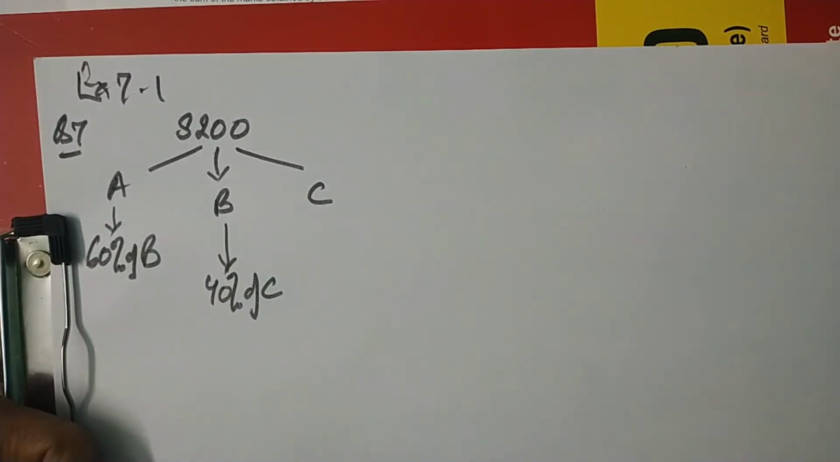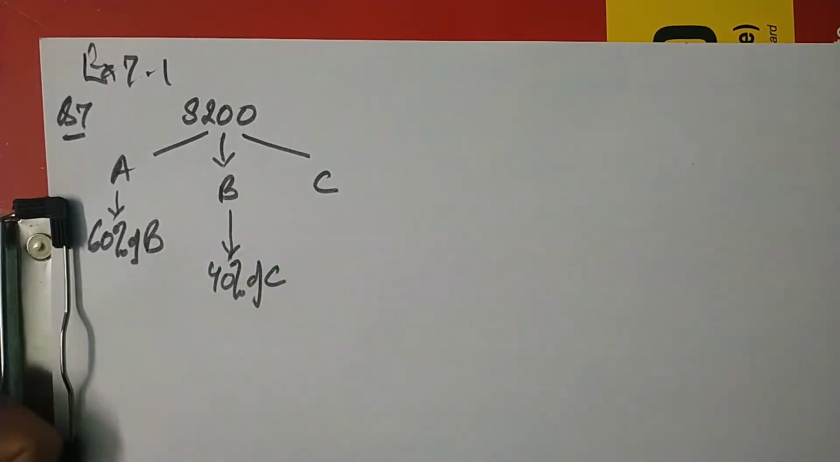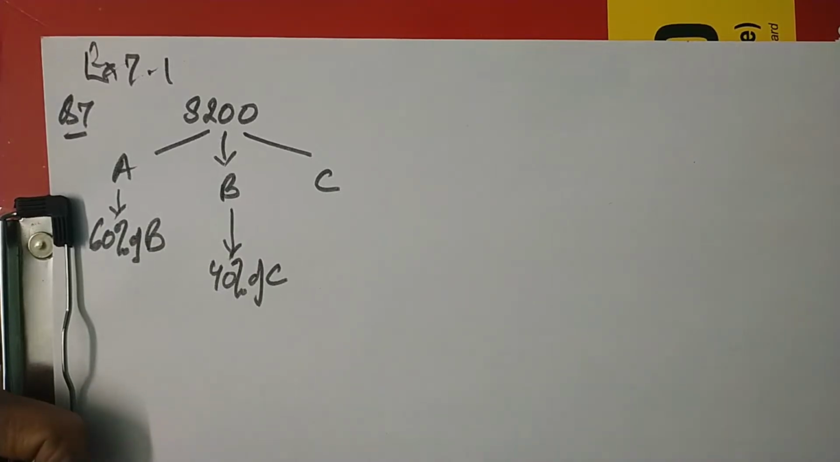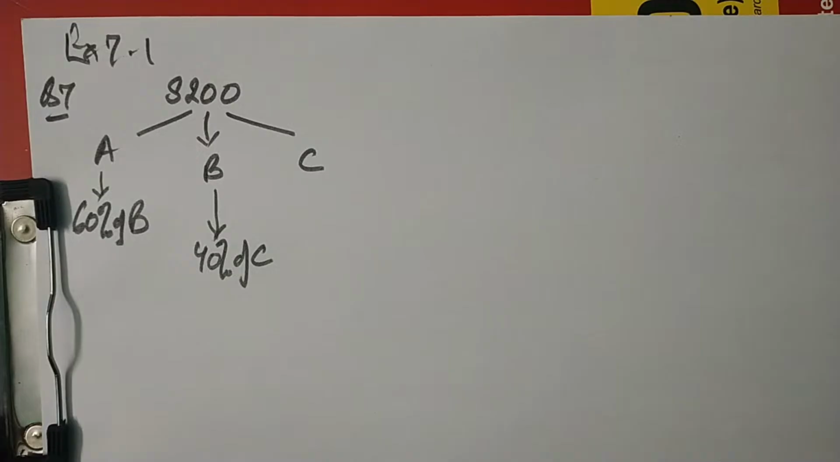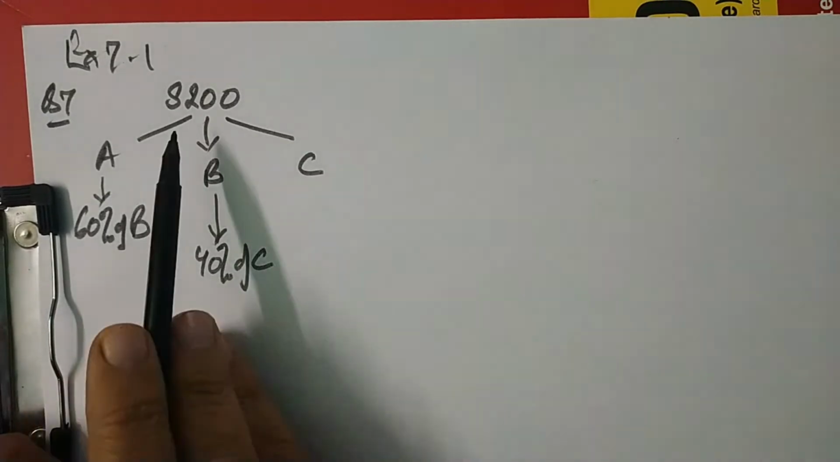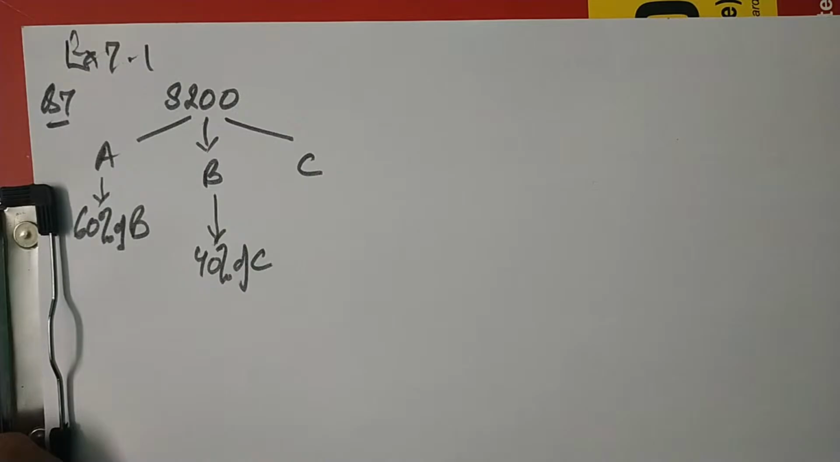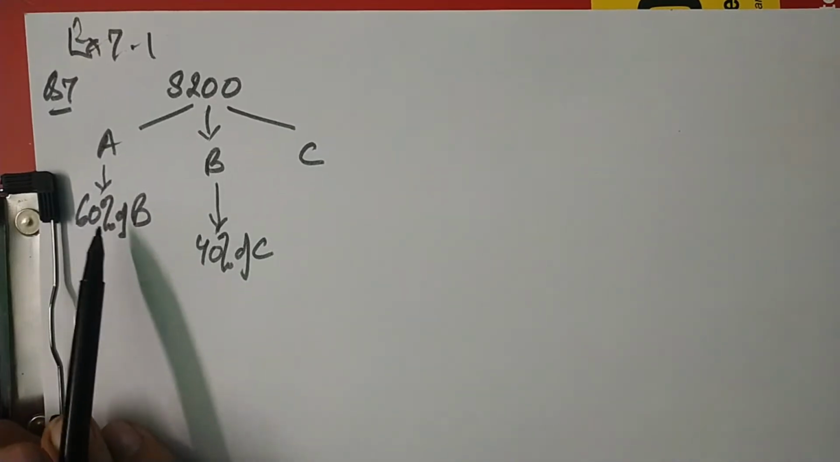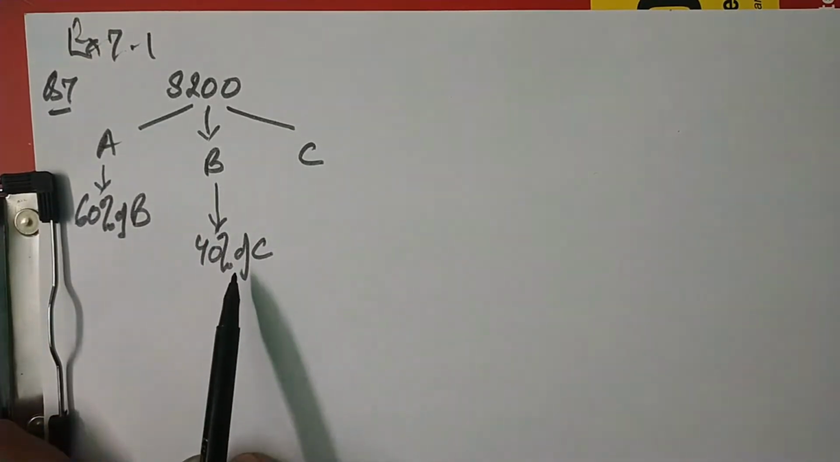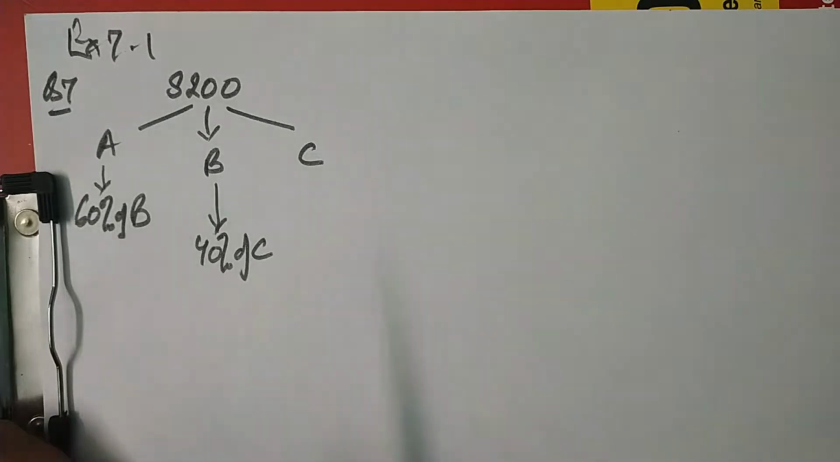So how will you do it? With linear equation. You have to suppose something x in this, then you will get it. When you represent the question in the form of a diagram, it becomes easy to understand. A is getting 60% of B, B is getting 40% of C, C is not given.